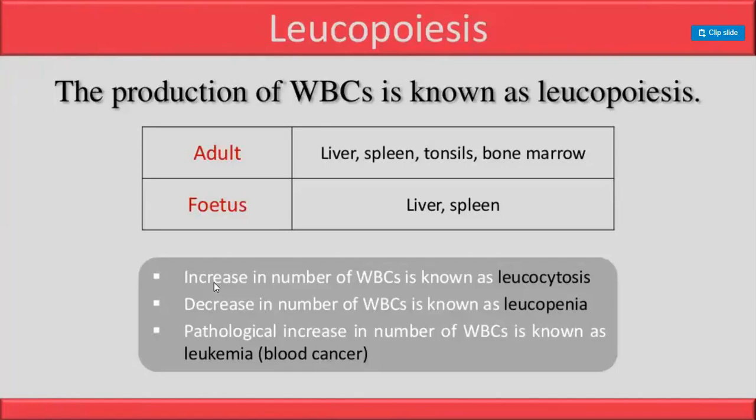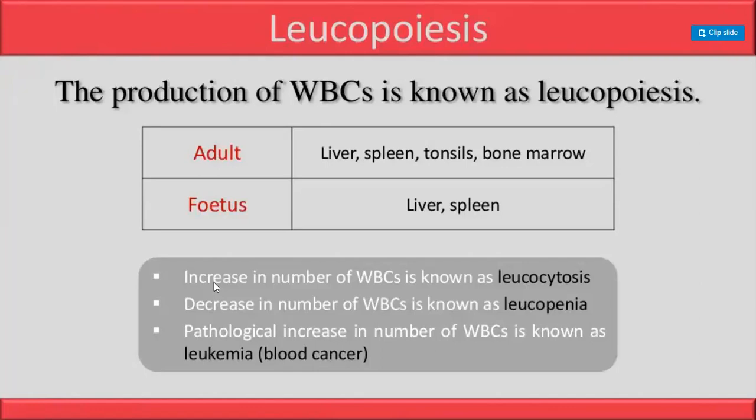So the range is 5,000 to 10,000. So if the patient has 7,000 white blood cells, it's normal. If the patient has 5,000 white blood cells, it's normal. If the patient has 8,000 white blood cells, it is normal. If the patient has 9,000, it's normal. But once it exceeds 10,000 white blood cells, then there is leukocytosis. And there are certain reasons why that can happen.